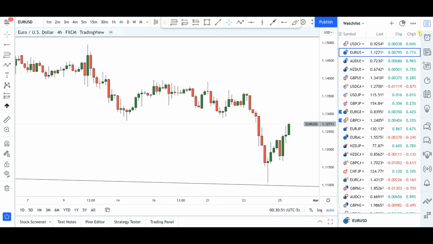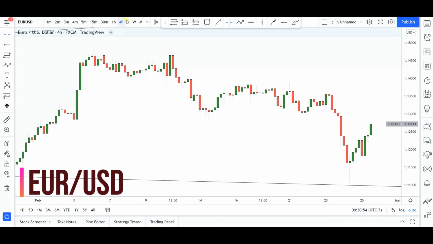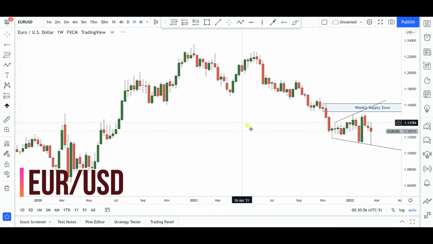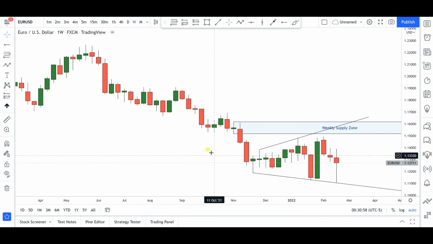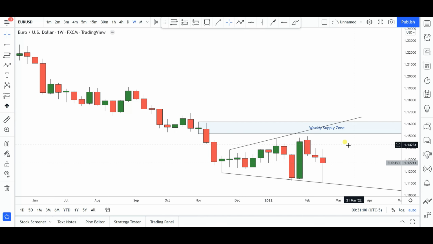Okay, moving to the next one, Euro US dollar. Again, let's take a look at the weekly time frame. Well, this one is playing out almost to perfection. If you remember last week, I told you I'm spotting this expanding triangular formation, and my expectation was that price is going to give us a retest of 1100. Price almost tested 1100 to perfection before bouncing, which corresponds to the lower boundary of this expanding triangle.